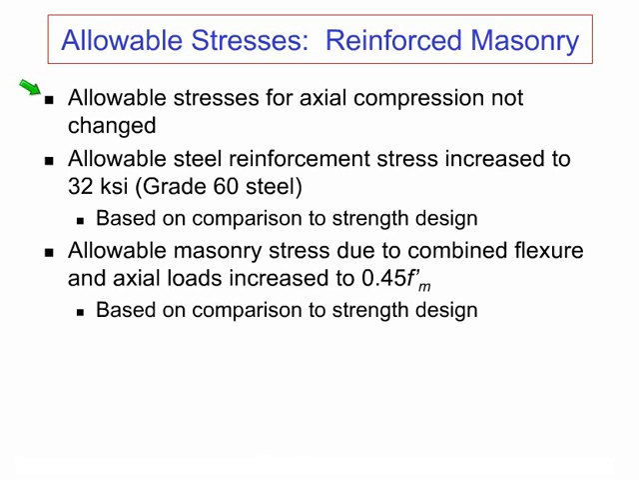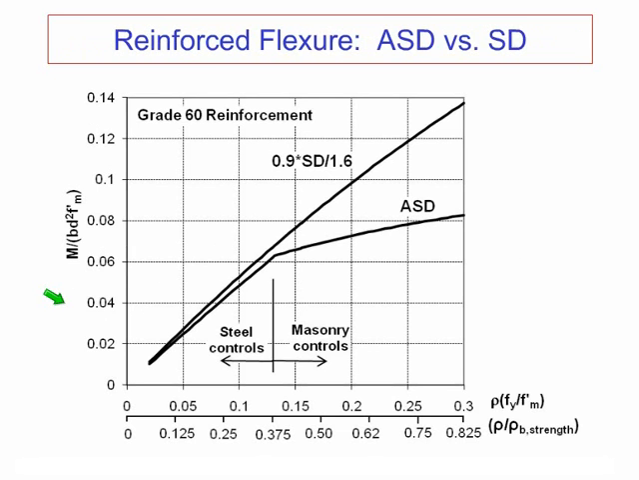We did increase the allowable steel reinforcement stress to 32 ksi, up from 24 ksi. That was based on a comparison to strength design, and we also increased the allowable masonry stress due to combined flexure and axial loads to 0.45 f'm, which is also based on a comparison to strength design. At first glance here, it may just look like, well, we eliminated the 1/3 stress increase and then increased our stresses to compensate for that. But there was some justification for that and a lot of work that we did for that.